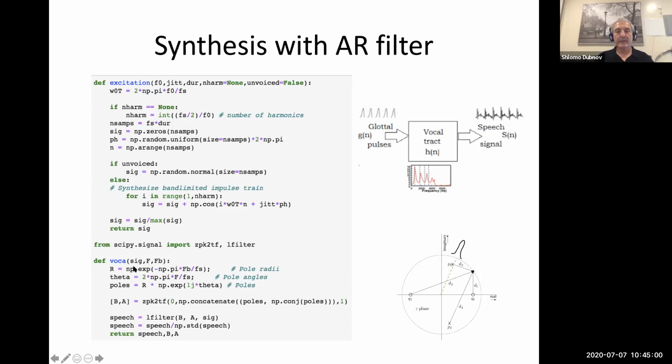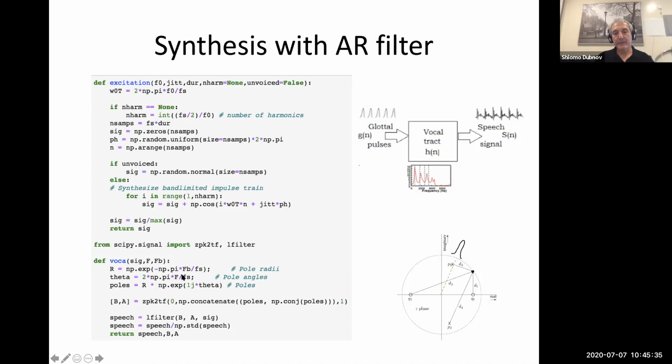So what are these poles? If we want to create a spectral peak at a certain frequency f, we need to find the radius of the pole and the bandwidth. First of all, the angle is 2 pi f divided by fs.